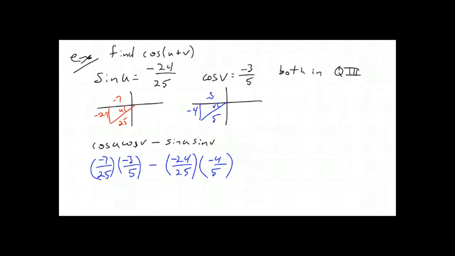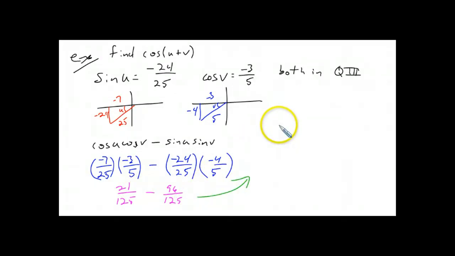So now, when you simplify these things, when you multiply them together, you have negative 7 times negative 3 is 21. 25 times 5 on bottom is 125. Minus negative 24 times a negative 4 is 96, so minus 96 over 125. So now I have 21 minus 96 all over 125. So I'm going to move this up over here.